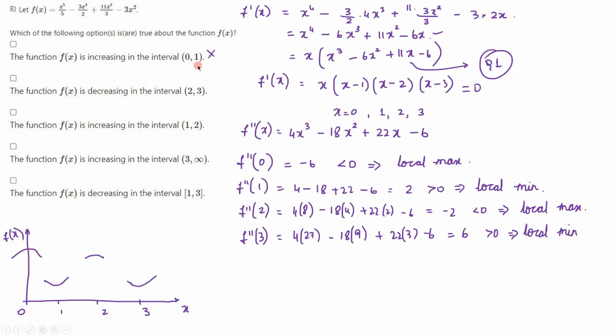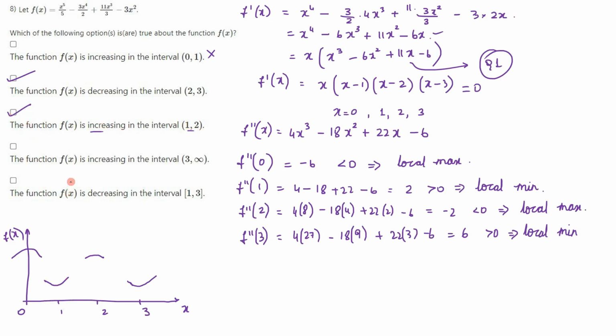What about the second one? The given interval is 2 comma 3, right? So in the interval 2 comma 3, after 2 the function starts to decrease again, and till x equal to 3 the function is still decreasing. So they have given that function f of x is decreasing in the interval, right? The second option is right. What about the third one? Increasing in interval 1 comma 2. In 1 comma 2 it is increasing. Yes, the third option is also right.